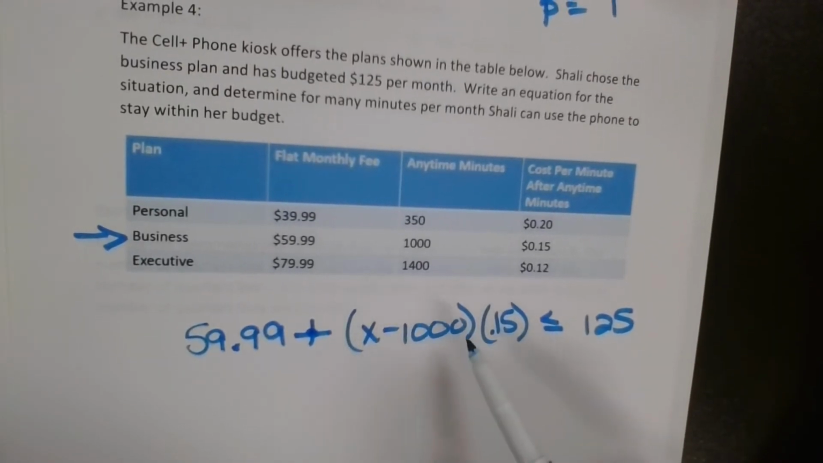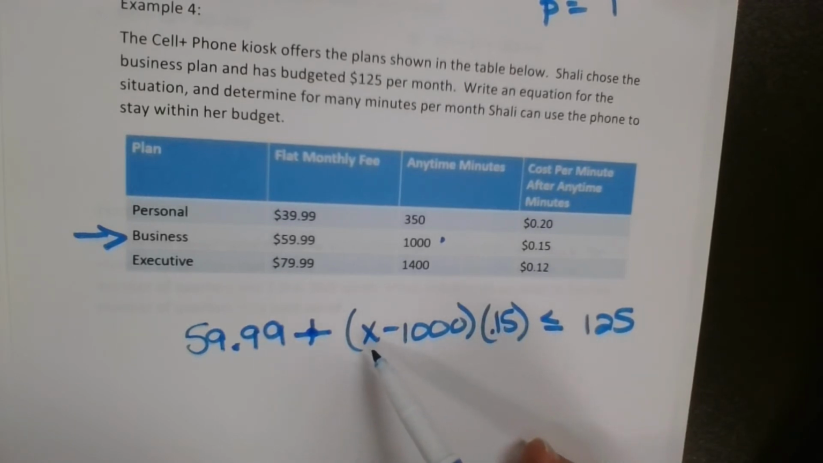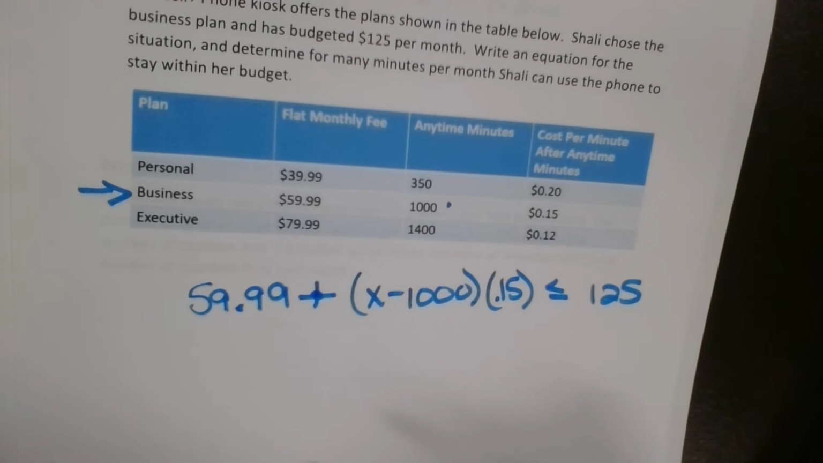Why don't I do x minus 1,000 times 15? Because you're going to get 1,000 minutes. But if you go over that, it's going to cost you 15 cents a minute. So you take your number of minutes minus 1,000 and then multiply that by 15. That also tells you how many minutes because you're solving for this x. So when we're done with this, you can solve for that x. Continue solving that out.